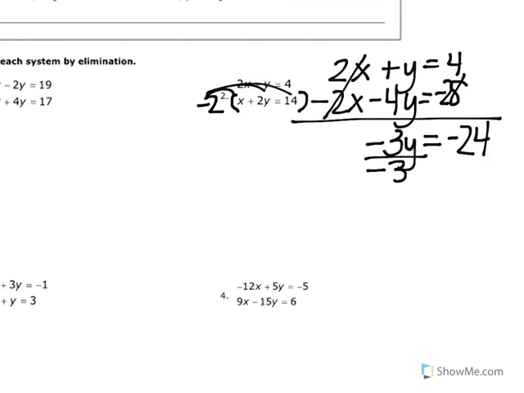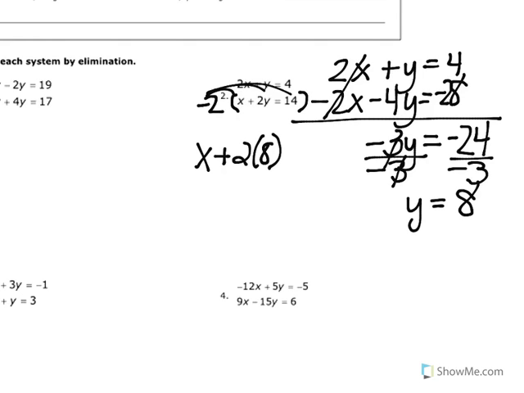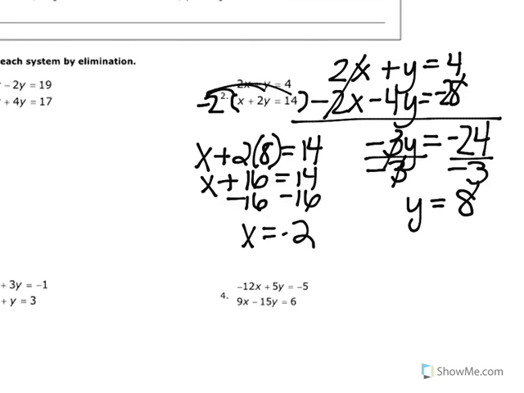So we're going to divide each side by negative 3. And so y, these cancel out. A negative divided by a negative is a positive, so y equals positive 8. So now we can go ahead and plug 8 back into one of our original equations. So I'm just going to use the second equation. X plus 2 times 8 equals 14. It doesn't matter which equation you use, you're going to get the same answer either way. X plus 16 equals 14. Subtract 16, and x equals negative 2. So our solution is negative 2 comma 8.